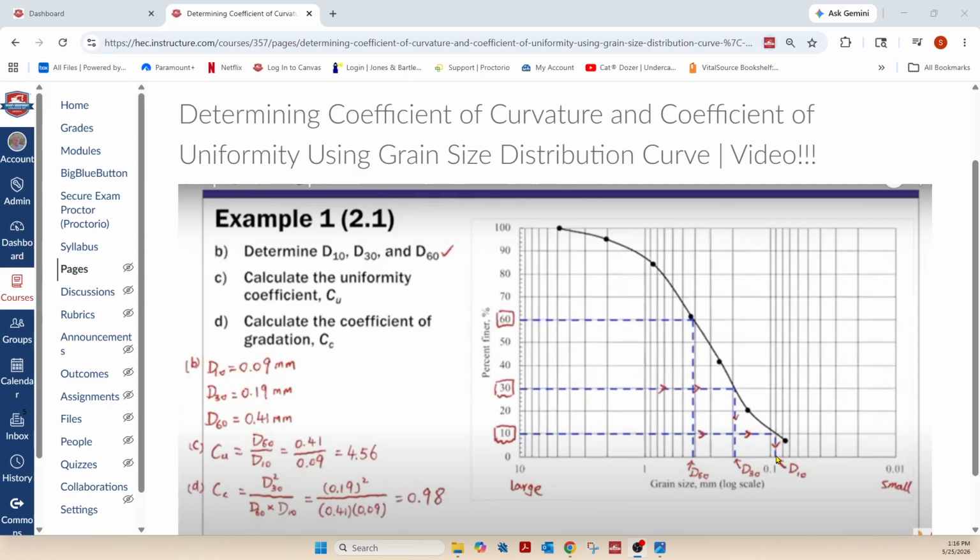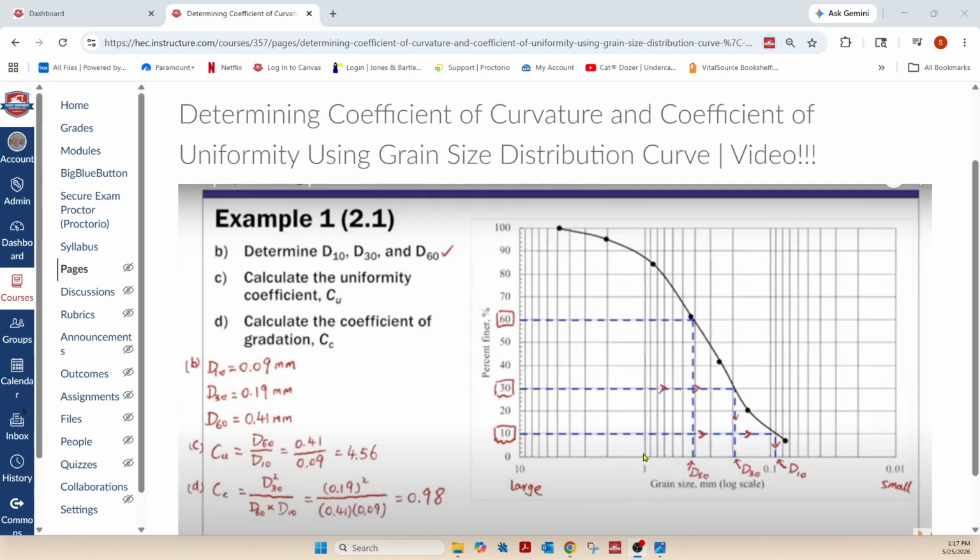Let me count it again. Where am I? Going from right, take 60, go across straight down. I'm right here. So that is starting over again. 1, 2, 3, 4. That's 10. So I'm starting over here. 1, 2, 3, 4, 1. So 0.41 is what I've determined that particle size to be.